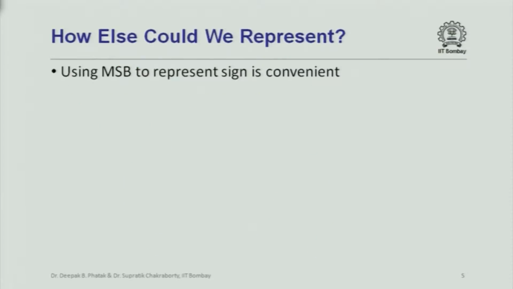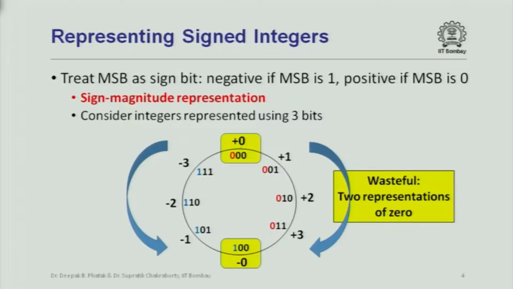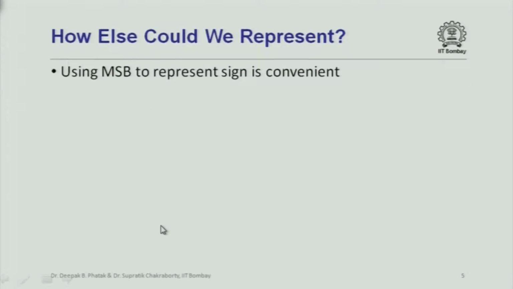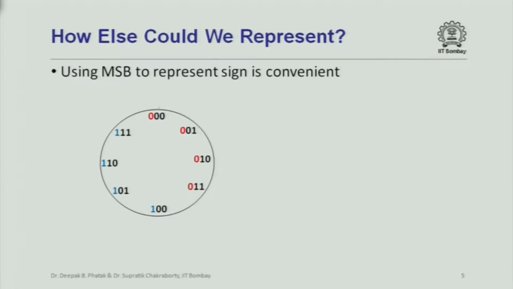So, in order to motivate the 2's complement representation, we could ask this question that, well, the last representation we saw was okay, but it was a bit wasteful, and it had this sort of undesirable thing that there are 2 increasing directions along this circle, right? So, we could ask, well, how else could we represent? And we'll say that let's still keep the MSB to represent the sign. That's a convenient way. Just 1 bit tells us what the sign is. But what about the magnitude? Once we know the sign, how do we find out the magnitude?